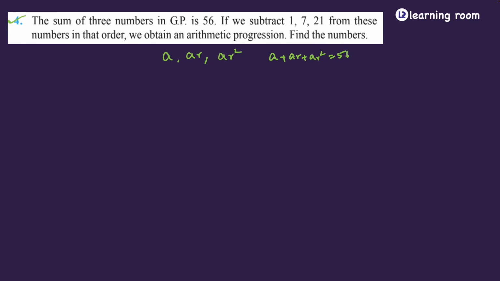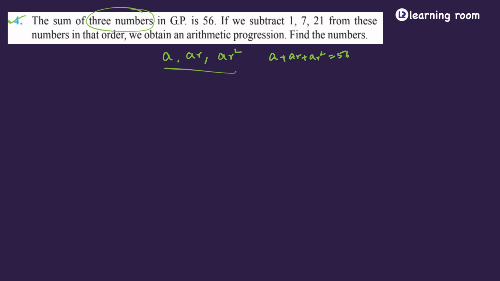But here, there is a problem. The sum of three numbers in geometric progression is 56. This is how the question is given there, or did they say consecutive terms? Sum of three terms, right? Problem is, how do you know that they are consecutive terms? That is another problem.